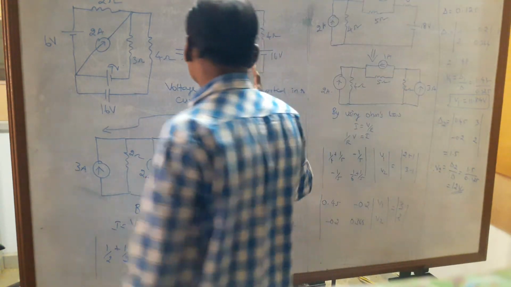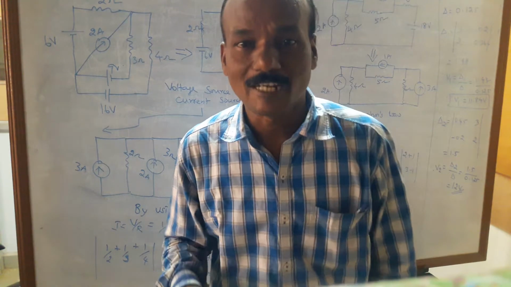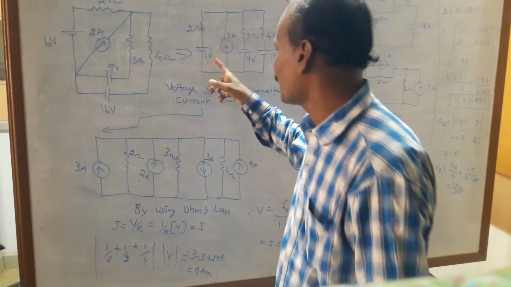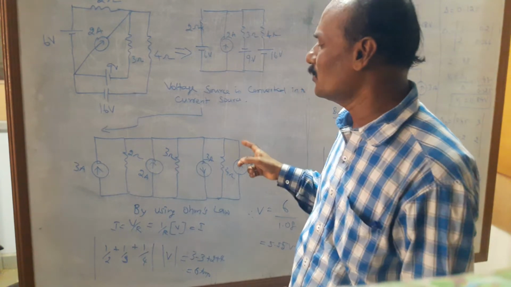But nodal analysis depends only upon current sources. So each and every voltage source must be converted into a current source. Here the 6 volt source is converted into a current source. Similarly, the 9 and 16 volt sources are also converted into current sources.